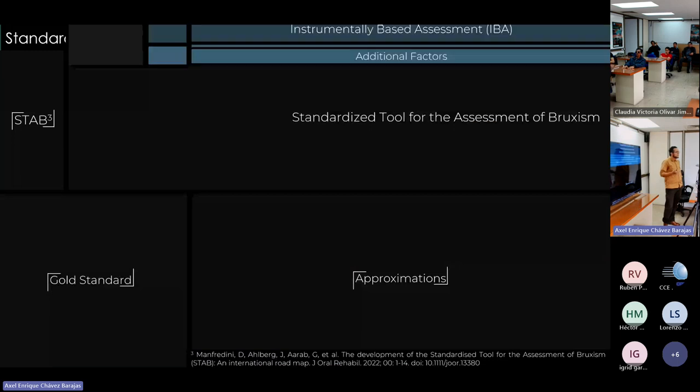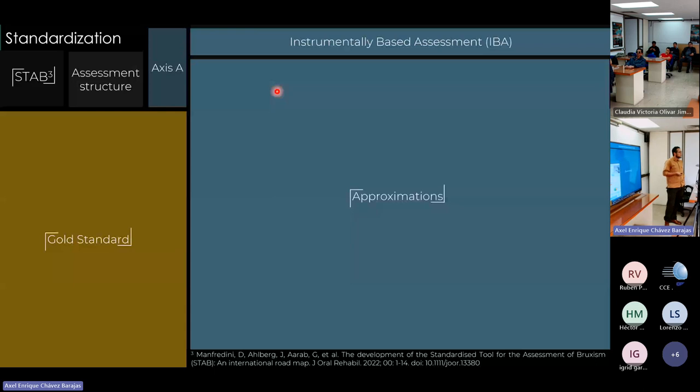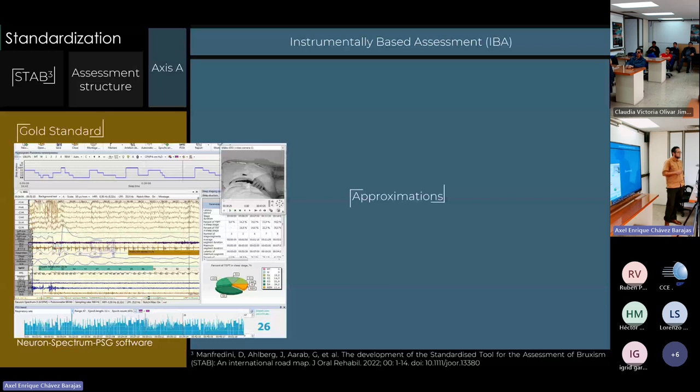The standardized tool for the assessment of bruxism is the latest consensus tool developed in the odontology field to implement a valid methodology for the assessment of bruxism. This tool is divided into two axes, but we only focus on the instrumental based assessment, which refers to the tools that generate objective and quantifiable information that can help us to assess bruxism. The gold standard in this axis is polysomnography. Polysomnography is the only study to diagnose bruxism correctly. It is also used to diagnose all kinds of sleep disorders.